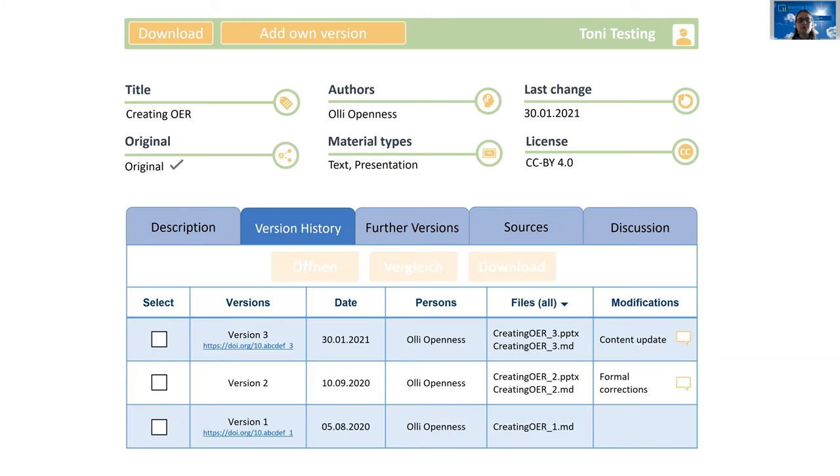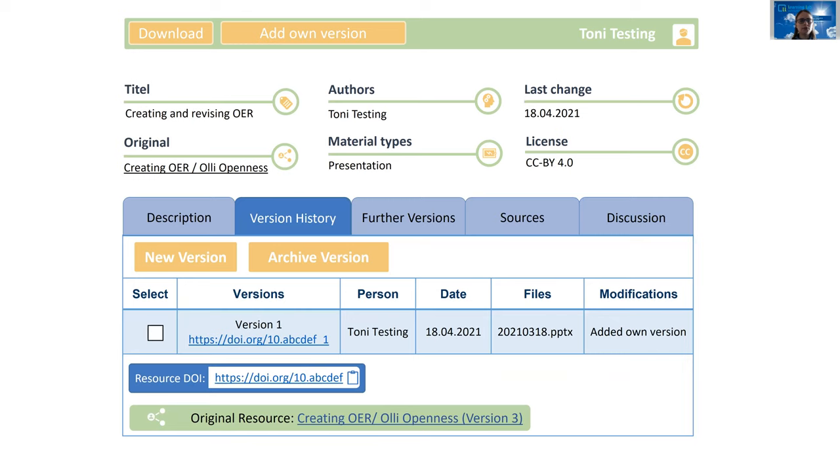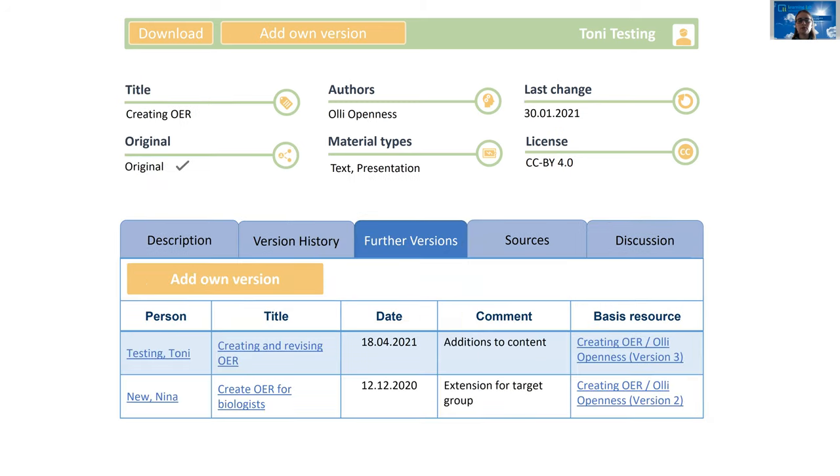In this view, Tony has edited a resource from another author, and he would like to provide his own version. By clicking on add own version, a new resource with Tony as author is created, and a link to the original resource is integrated here to indicate this as a derivative and to maintain a connection between these resources. And in the record of the original resource, all derivatives can be viewed under further versions. So they are merged there.